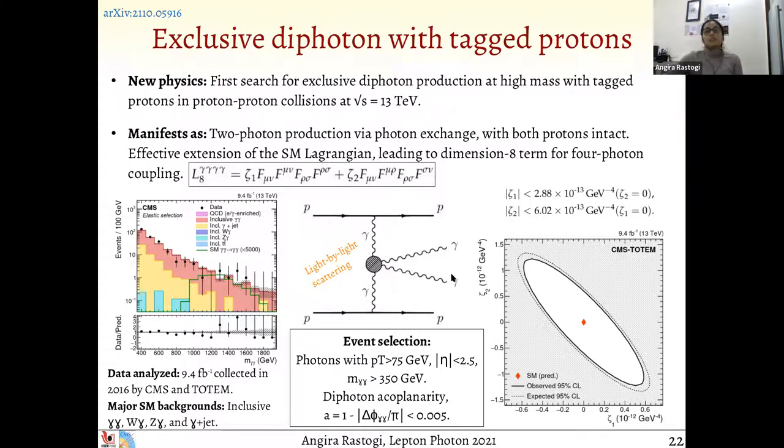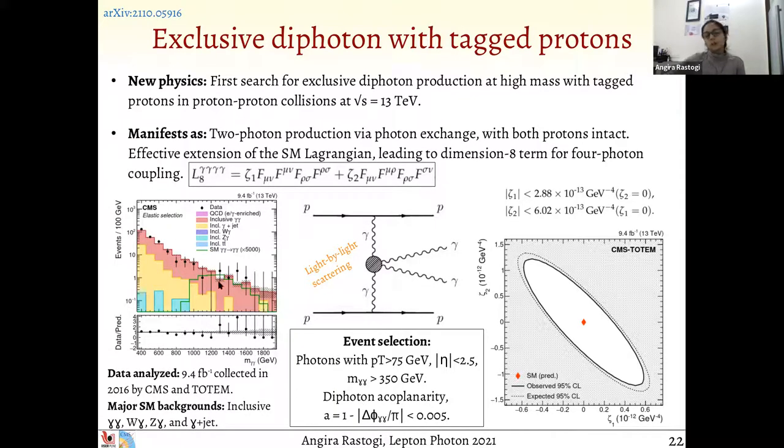To select the signal events, we require photons to be high pT and the invariant mass of the two photons to be more than 350 GeV. We also require the diphoton acoplanarity to be very small, because in an elastic collision in the transverse plane, the two photons are back to back. So here is a distribution of the invariant mass of two photons in the elastic collision case.